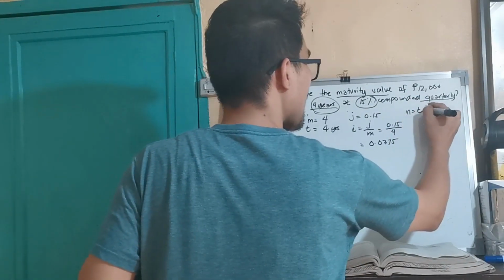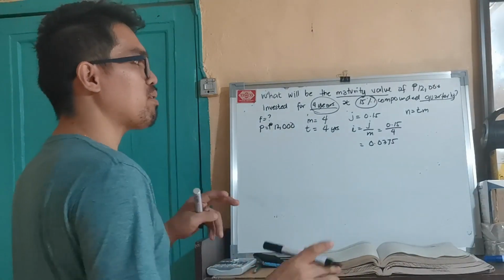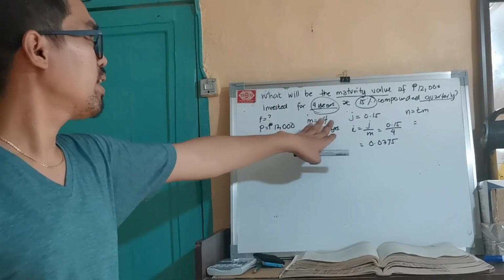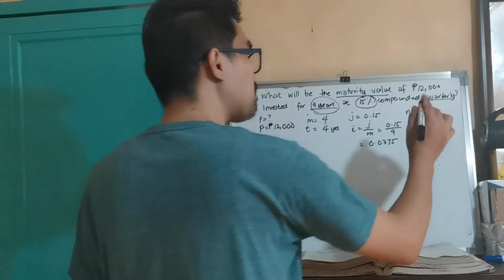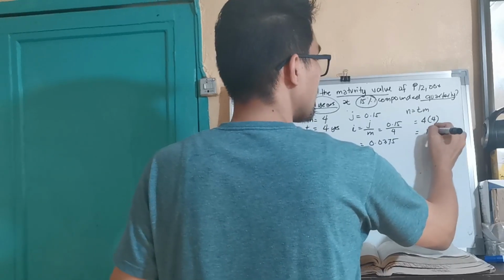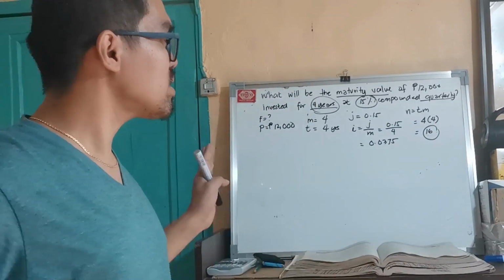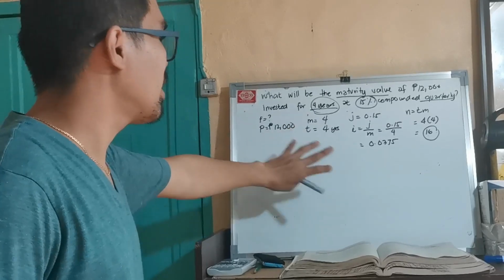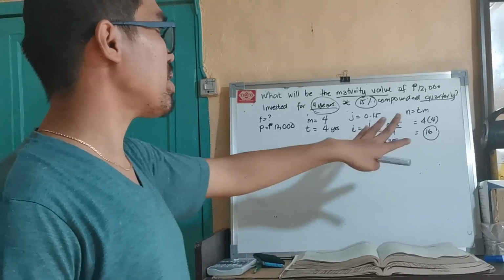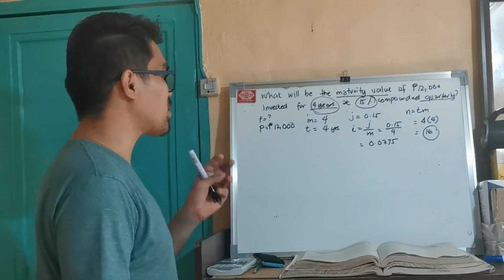And then we also need our N. Again, N equals TM, which is time times the number of conversions. How many times will interest be calculated over the entire term? So that is simply 4 times 4, which gives us 16. Meaning to say, in the entire duration of this investment, interest will be calculated 16 times. That's the meaning of N. Now, let's have our computation.